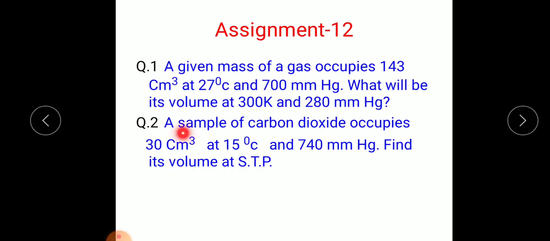Next, question number 2 is, a sample of carbon dioxide occupies 30 centimeter cube at 15 degrees Celsius and 740 millimeter mercury. Find its volume at STP. Now over here, if you see, V1 is given, T1 and P1 are given. For the final you need to use the values for STP. Standard temperature is 0 degrees Celsius or 273 Kelvin, and standard pressure, since the first value is given in millimeter mercury, we use the standard pressure as 760 millimeter mercury. So from this you get the value. Complete it and send it in my mail.